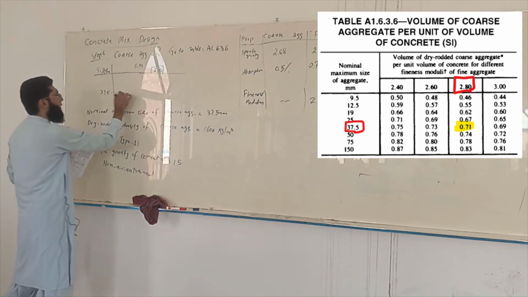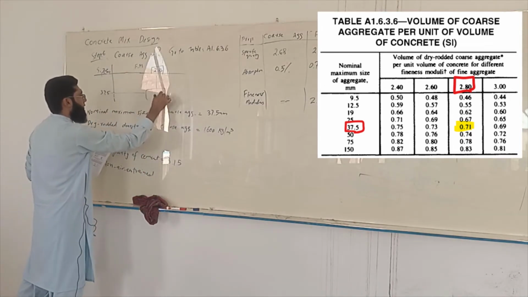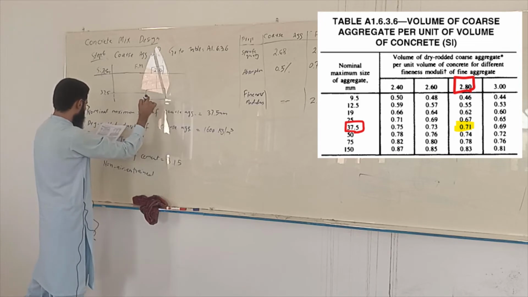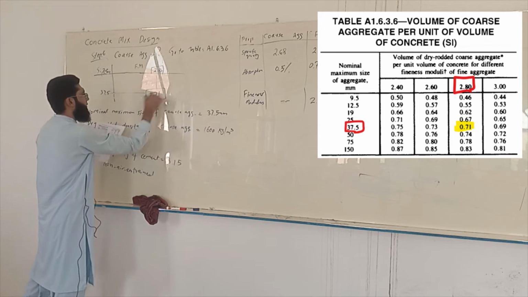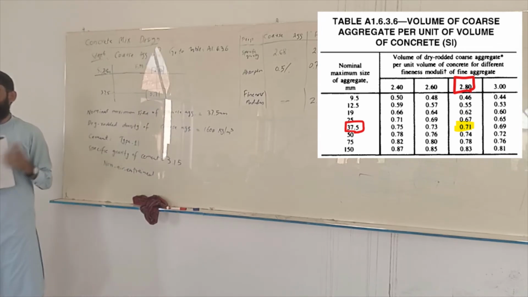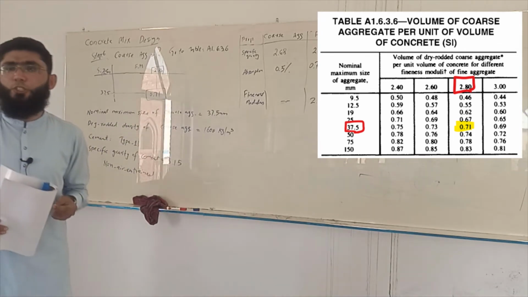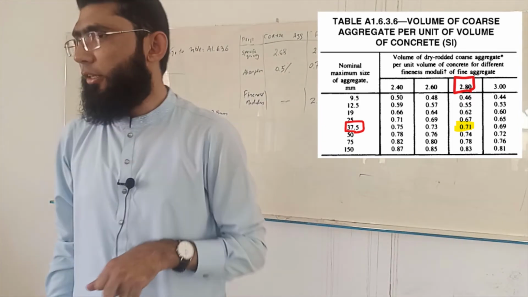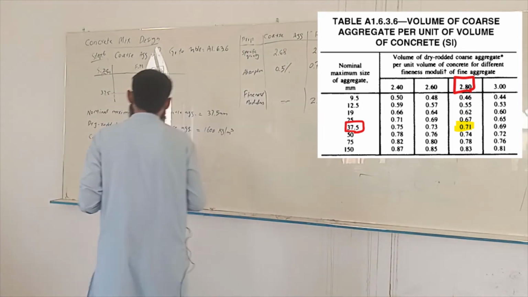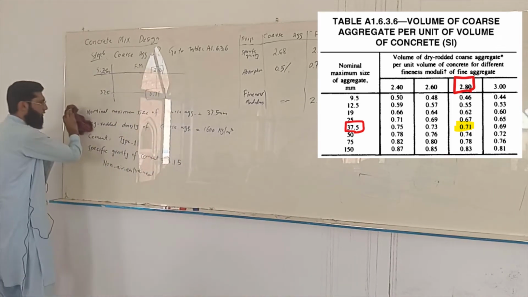So what do you think? What is somewhere over here? 0.71. It is 0.71 meter cube of coarse aggregate for every meter cube of concrete. So this is the meter cube of coarse aggregate for every meter cube of concrete.